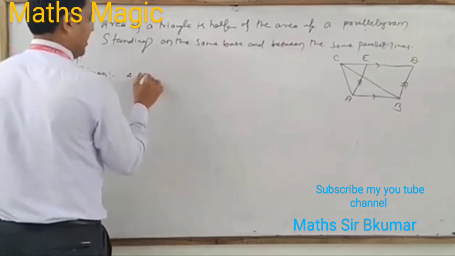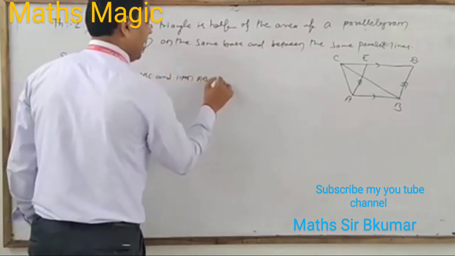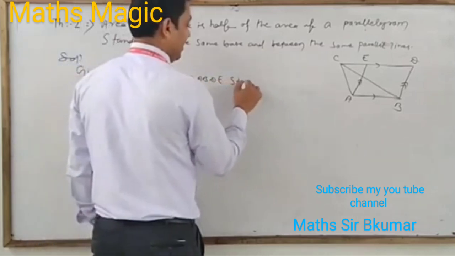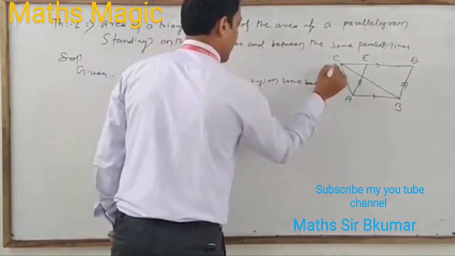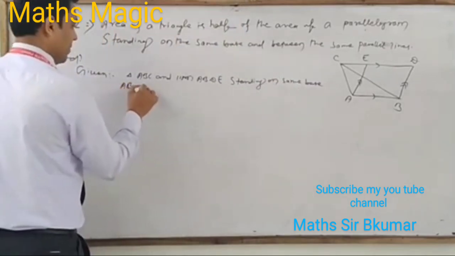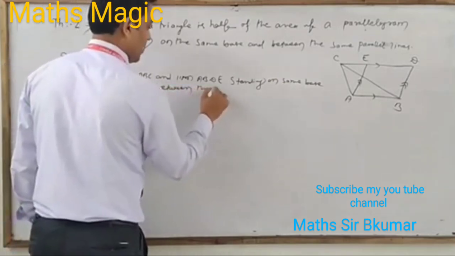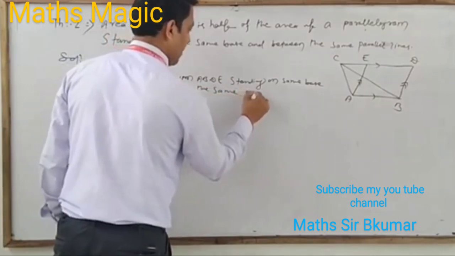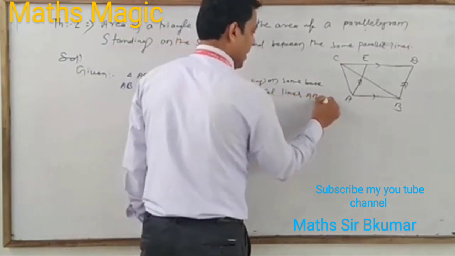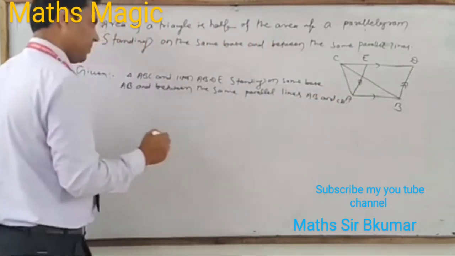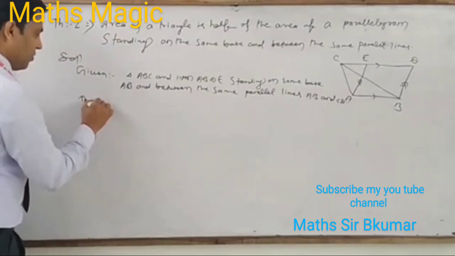Triangle ABC and parallelogram ABDE standing on the same base AB and between the same parallel lines AB and CD. After that, we will go to the proof.